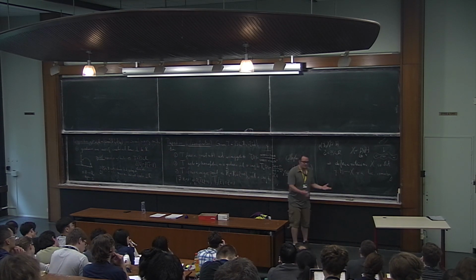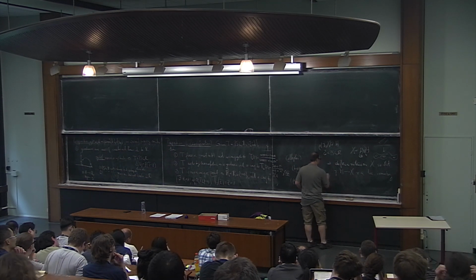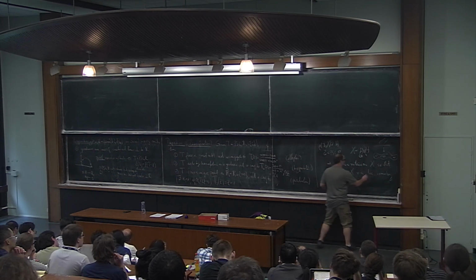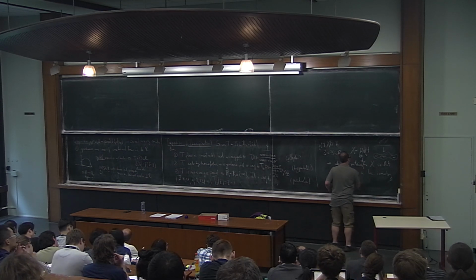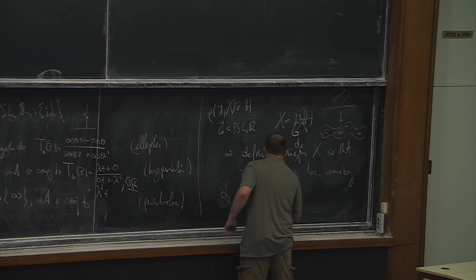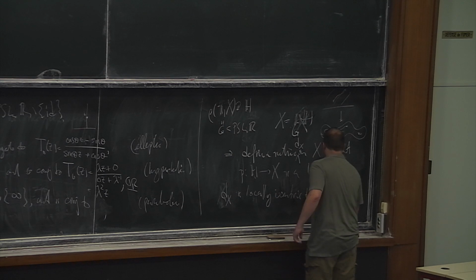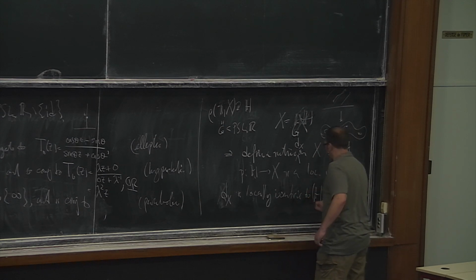So my Riemann surface has a metric. So X has a metric. Let's define a metric, call it d sub X. So d sub X is locally isometric to the hyperbolic plane with its hyperbolic metric.